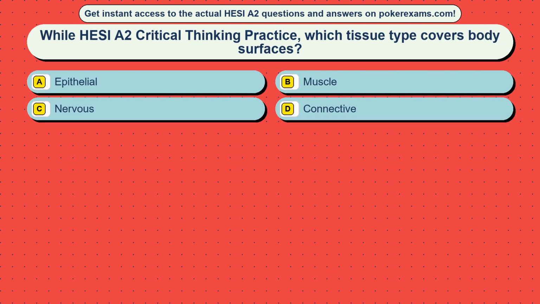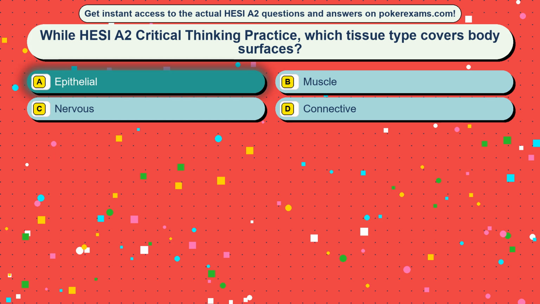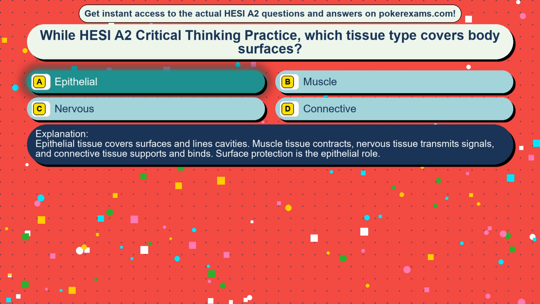Question 17. While HESI A2 critical thinking practice, which tissue type covers body surfaces? Option A, epithelial. Option B, muscle. Option C, nervous. Option D, connective. The correct answer is option A, epithelial. Epithelial tissue covers surfaces and lines cavities. Muscle tissue contracts, nervous tissue transmits signals, and connective tissue supports and binds. Surface protection is the epithelial role.